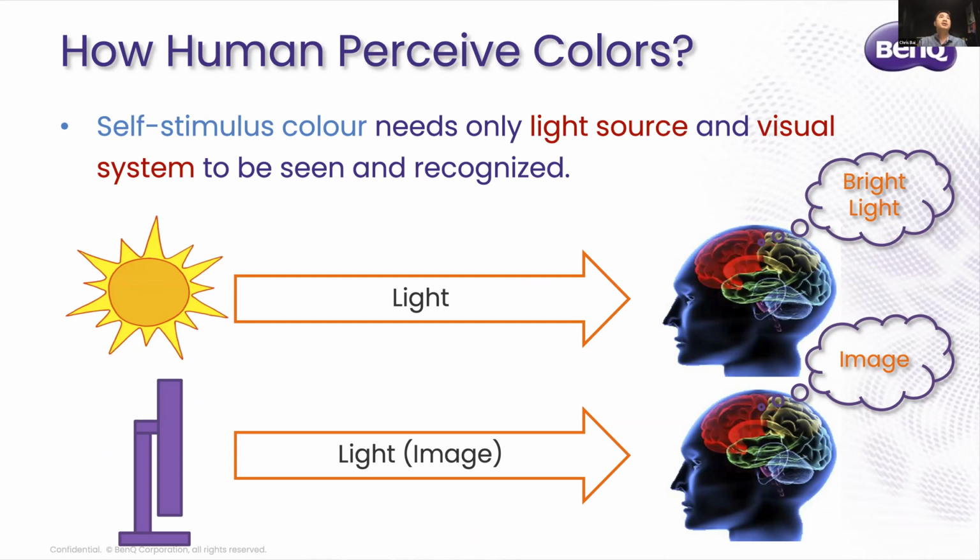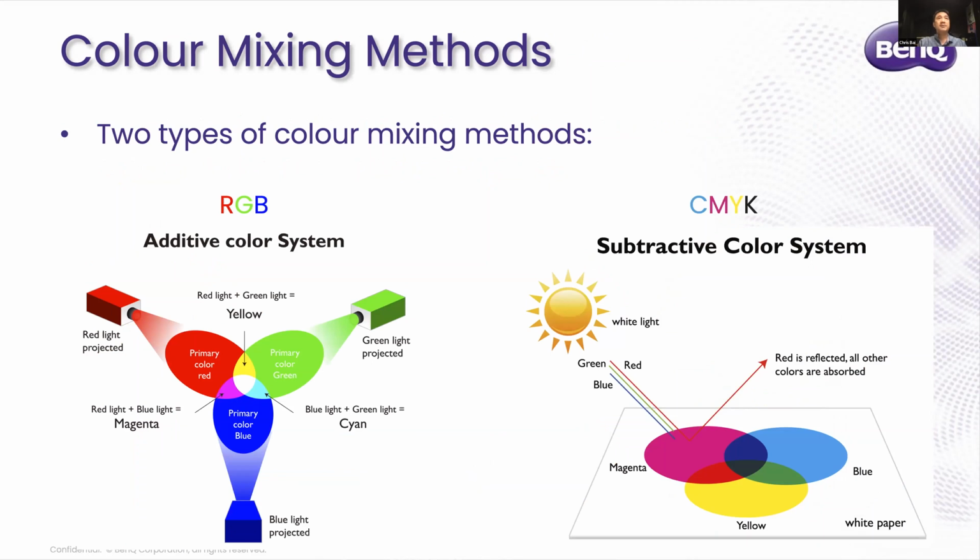So these are two very different types of color mixing methods. The first type is what we call the RGB additive color system. Most electronic devices, for example displays or projectors, use the additive color system. We use red, green, and blue lights to mix colors. The colors are added together to mix a white light. That means the white light is mixed from red, green, and blue lights.